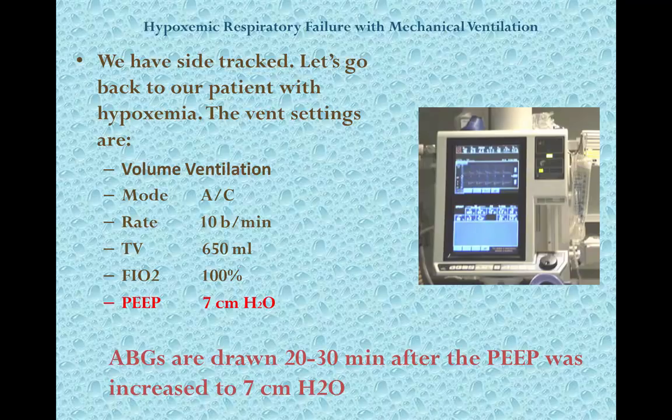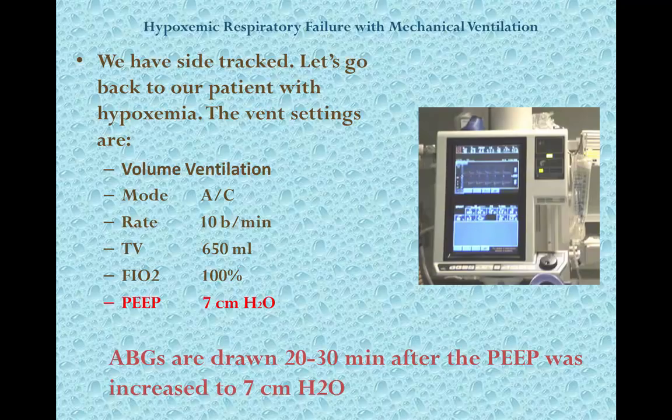All right, so we've sidetracked, and we're going to go back to our patient with hypoxemia. Let's talk about the ventilator. Go back to the ventilator. So here's our setting: assist control, 10 breaths, 650 tidal volume, supplemental oxygen about 100, and PEEP of 7.